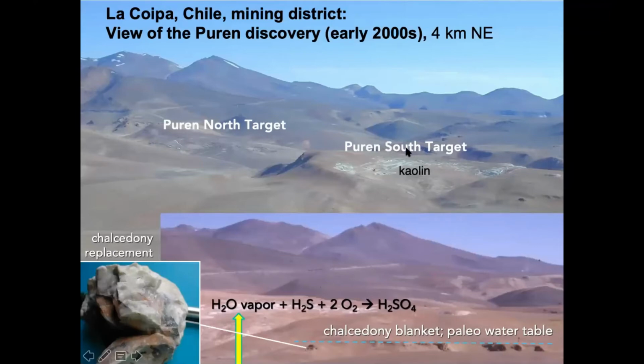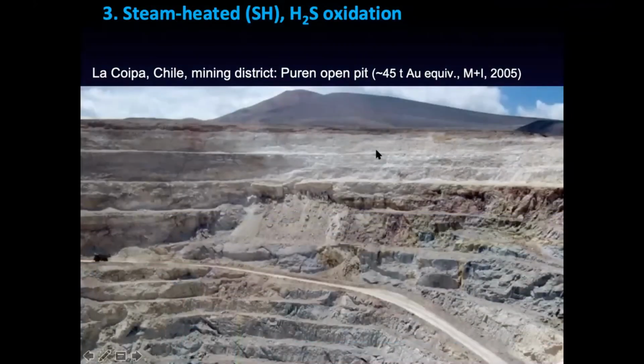A couple of companies drilled this area, Puren Sur. The 12 holes that were drilled were not successful, but then they followed some geochemical and geophysical anomalies to Puren Norte. They drilled, and fortunately, they found the Puren ore deposit.